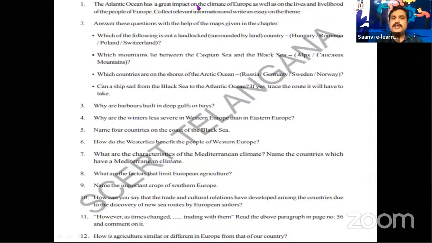How can you say that trade and cultural relations have developed among the countries due to the discovery of new sea routes by European sailors? Yes, how trade and cultural relations improved, you have to mention that for the 10th.